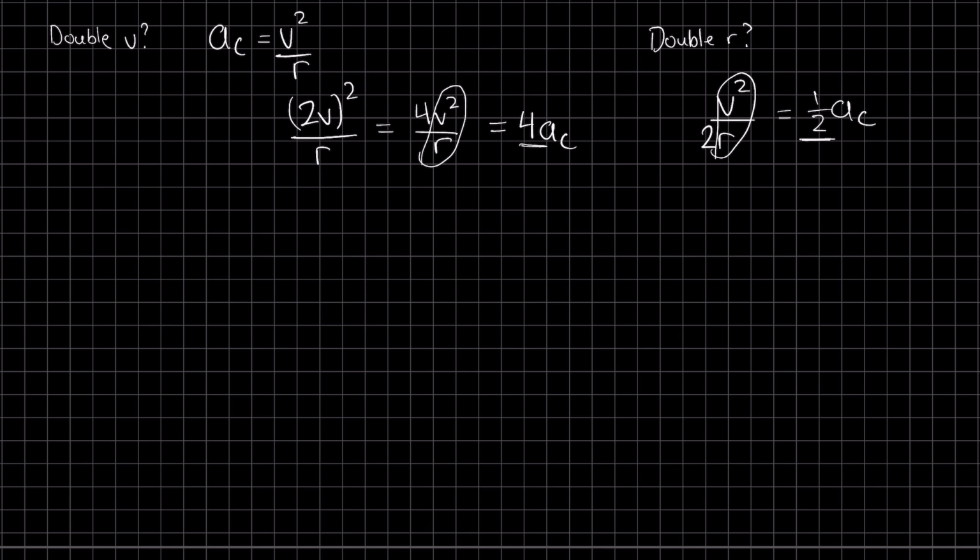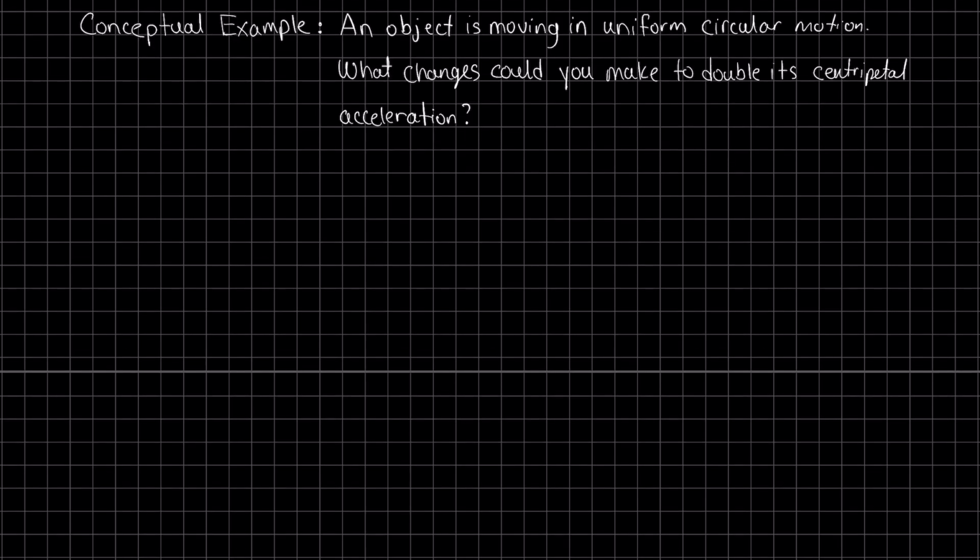Let's do a conceptual example. The conceptual example reads, an object is moving in uniform circular motion. What changes could you make to double its centripetal acceleration? So I'm going to start with our basic equation, v squared over r. I know that both the speed and the radius affect my centripetal acceleration. Let's first explore the speed. I want to figure out by what factor I need to multiply the speed by in order to result in double the centripetal acceleration.